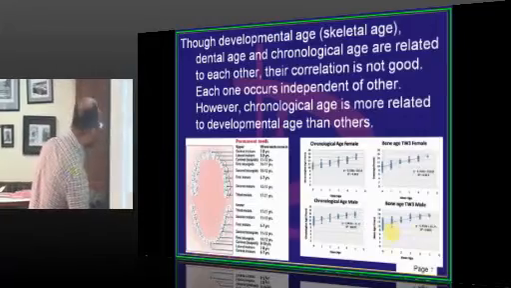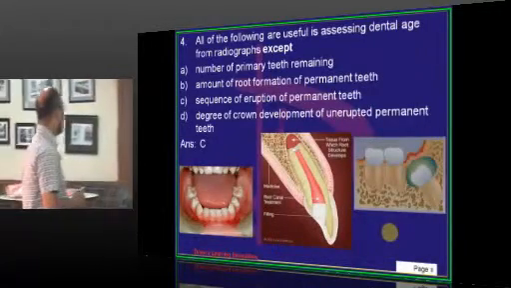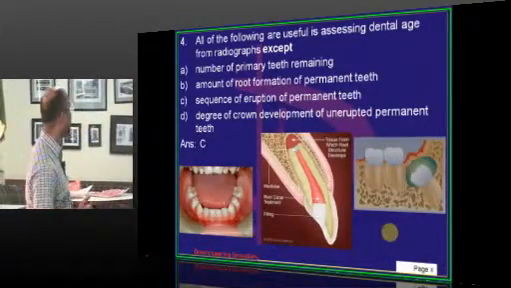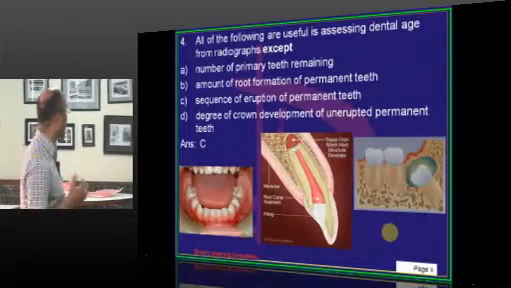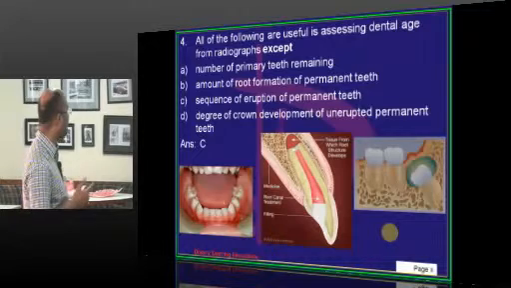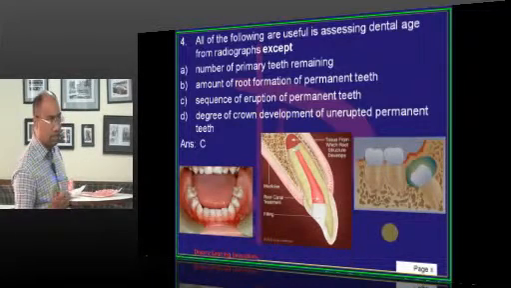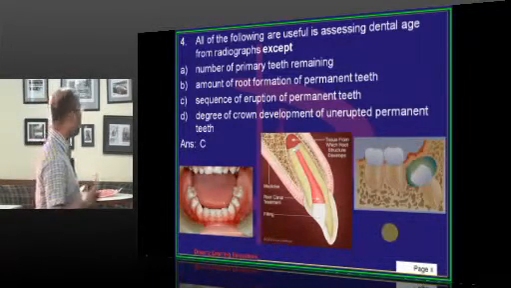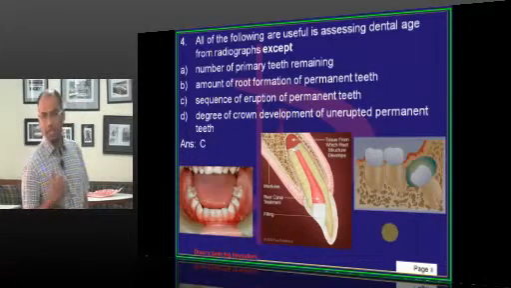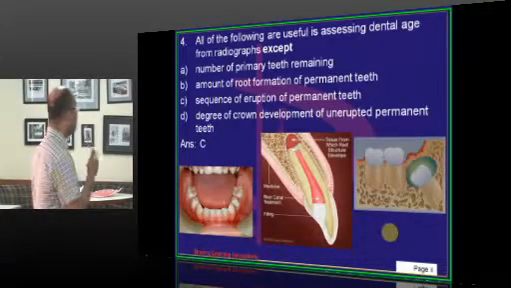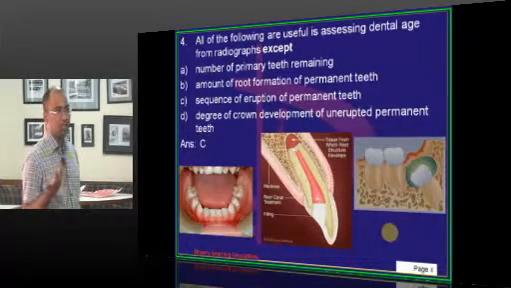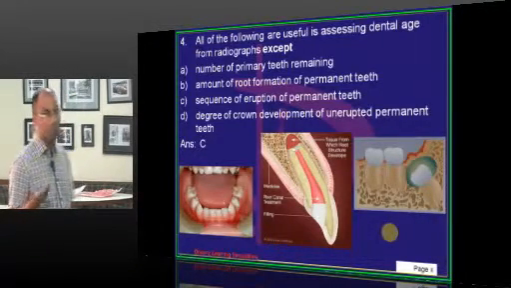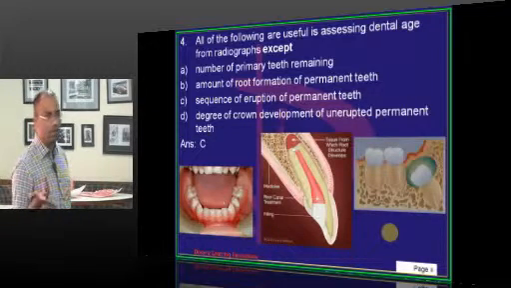And all of the following are useful in assessing the dental age from the radiographs, except: number of primary teeth remaining, that you can know in a radiograph. Amount of root resorption of permanent teeth can be seen in a radiograph. Sequence of eruption of permanent teeth, can that be visualized in a radiograph? Sequence of eruption we can't visualize. Which tooth will erupt, when and how, we can't tell.